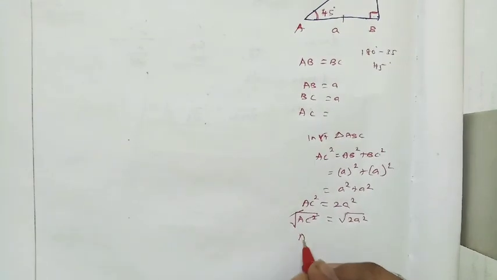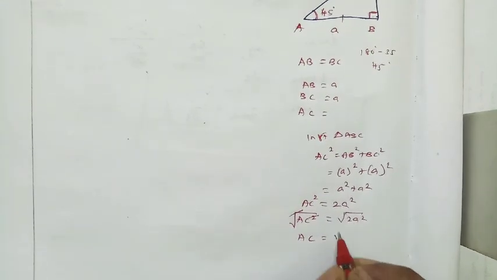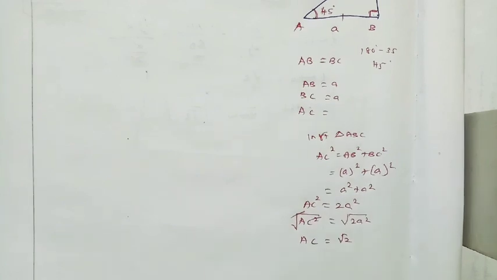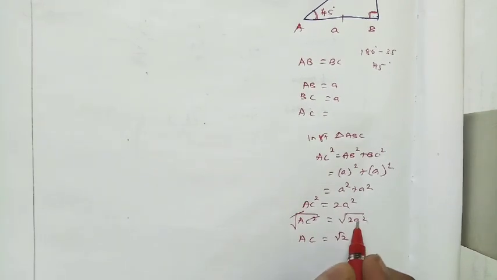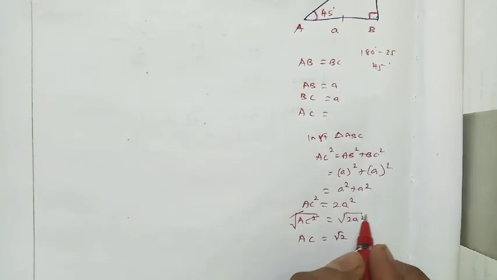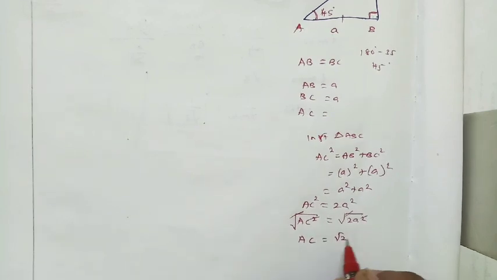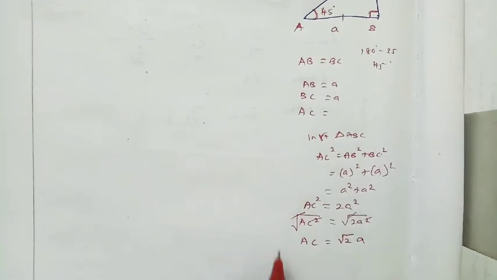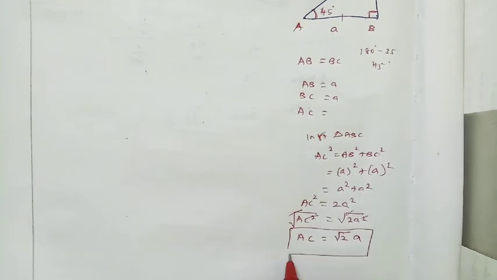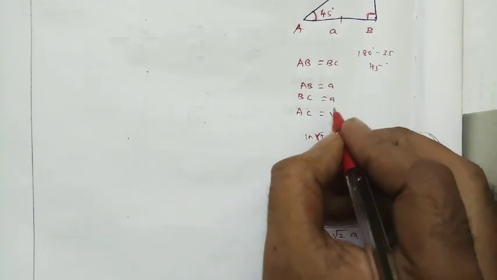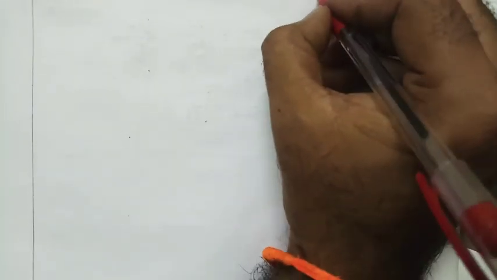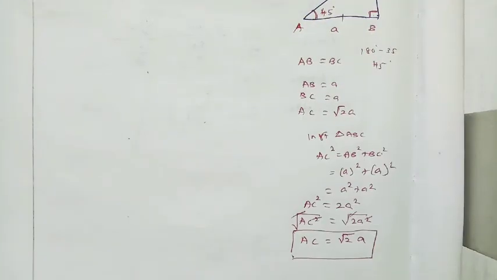So AC is equal to the square root of 2 A squared. A squared, the square root and the square will get cancelled. So it is square root of 2 into A. So AC is nothing but square root of 2A. Now we know the adjacent side.